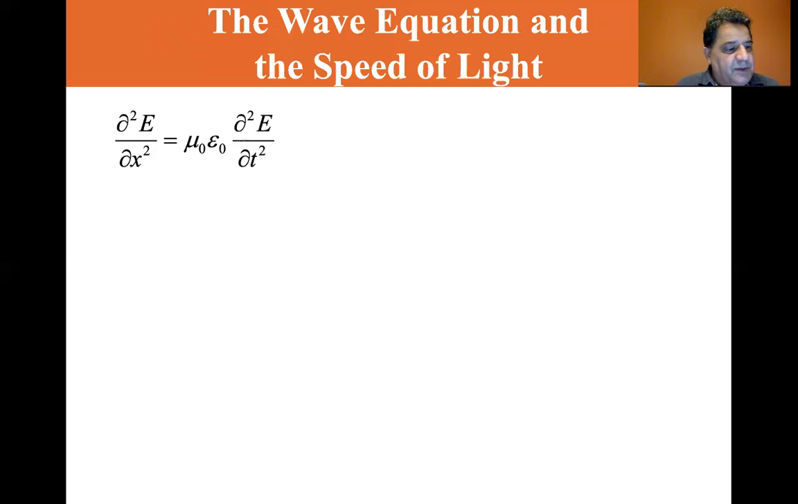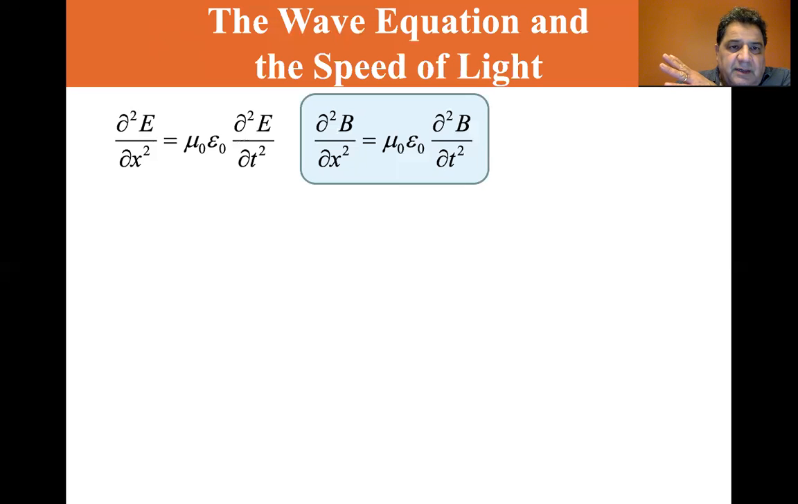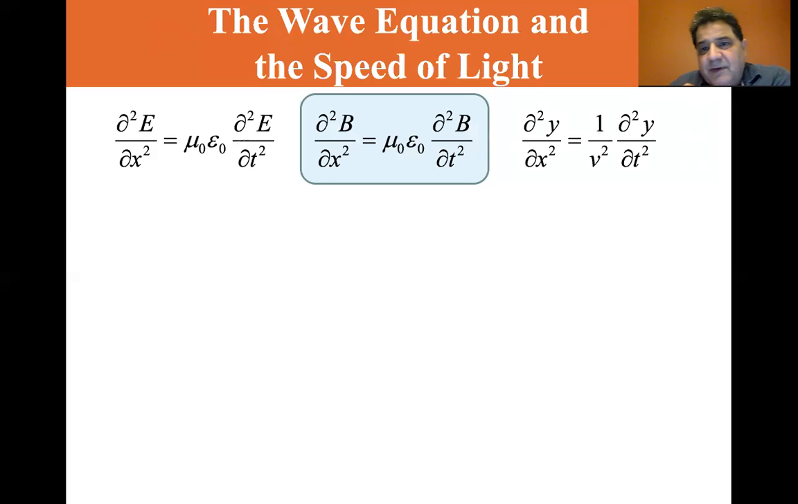So we have partial squared E over partial x squared equals mu 0 epsilon 0 partial squared E over partial t squared, and we get partial squared B over partial x squared equals mu 0 epsilon 0 partial squared B over partial t squared, and there's the 16.27, the wave equation. That was for acoustics.